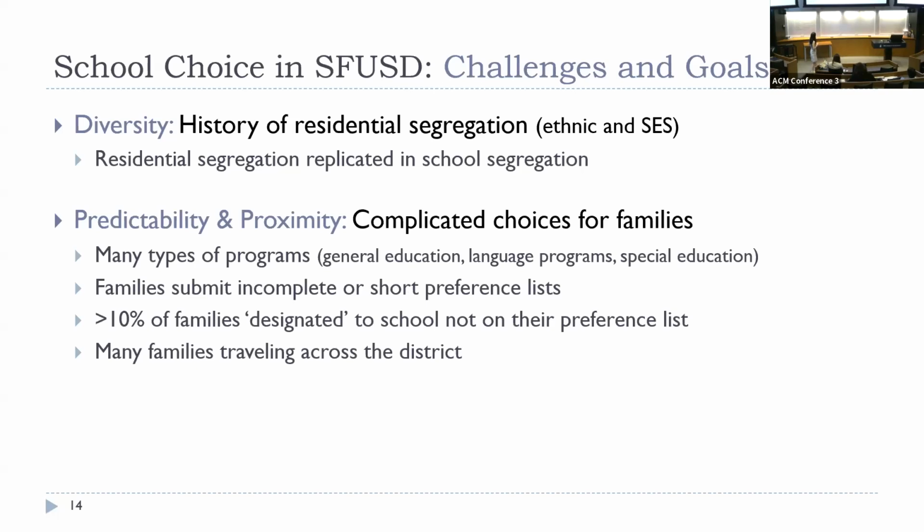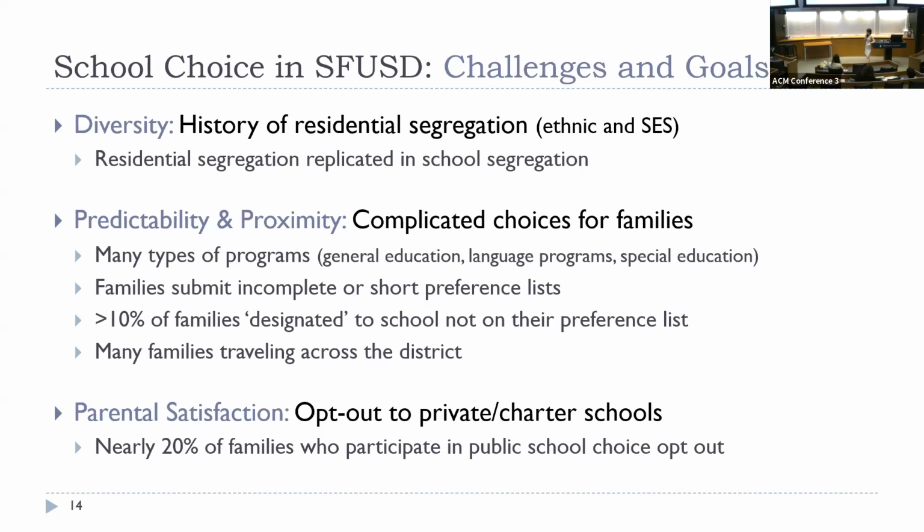As I mentioned earlier, they were also trying to address predictability and proximity. There's a sense that choice is very complicated when you're trying to list 150 programs, rank order them, that's just a lot. So a lot of families submit incomplete or short preference lists. And I mentioned this designation process before, where you're assigned using random serial dictatorship to your closest program that you didn't list. About 10% of families are designated. So it's a 1 in 10 chance that you're just randomly assigned somewhere that you didn't even list. And many of these families and other families are actually traveling quite far across the district.